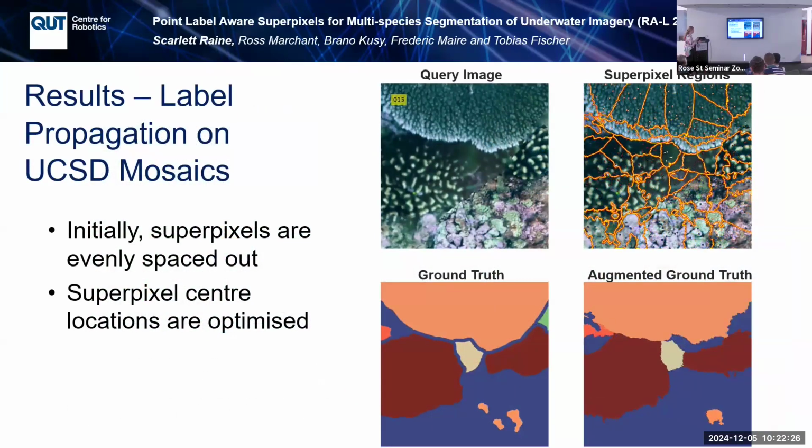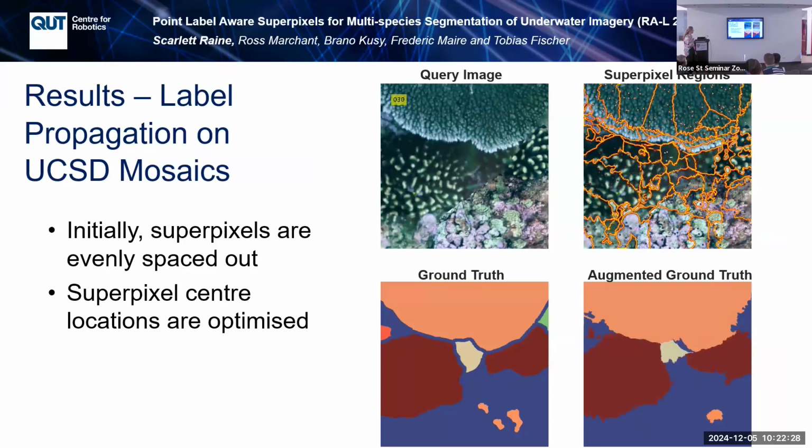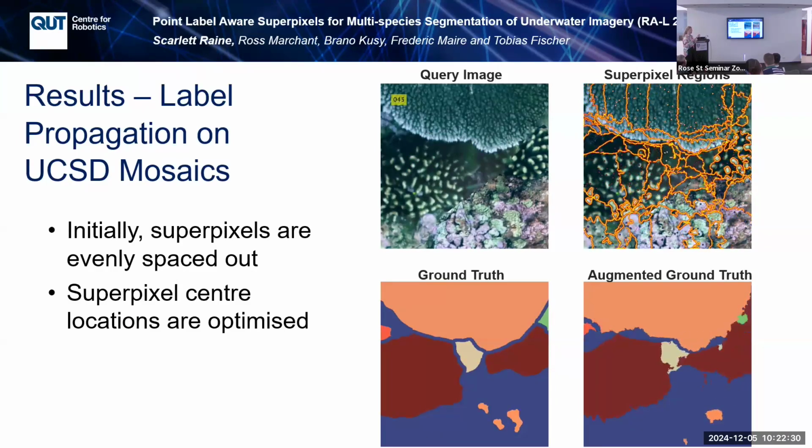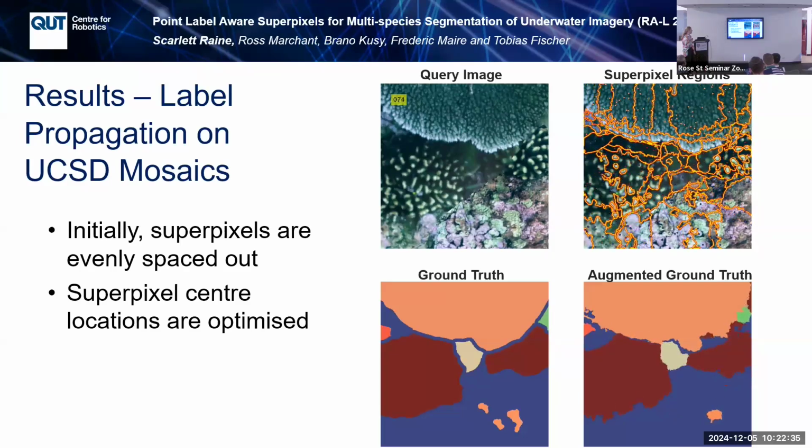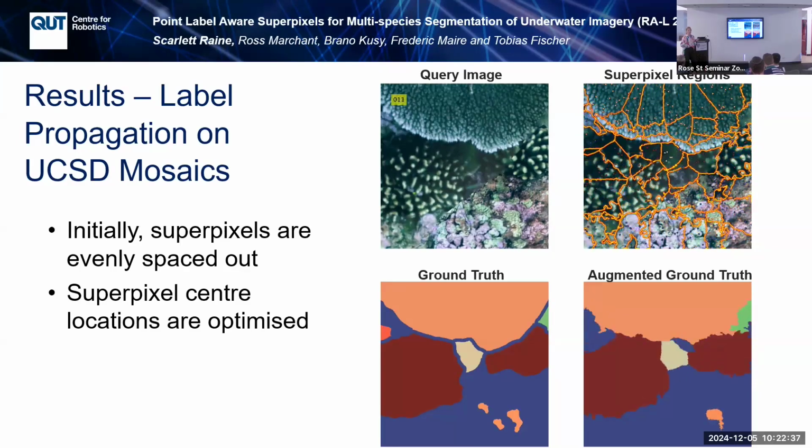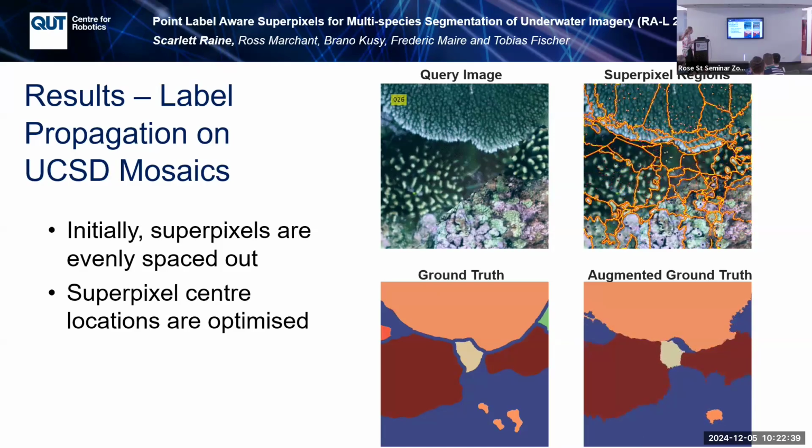So here we can see the superpixels at work, and the locations are optimized by that custom loss function. And from this, we were able to really improve the accuracy of that point label propagation task.